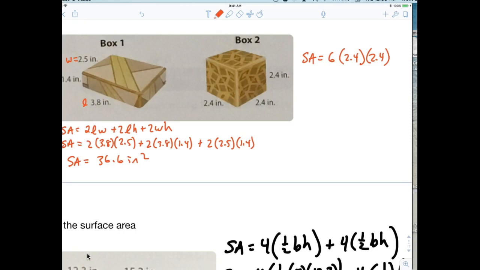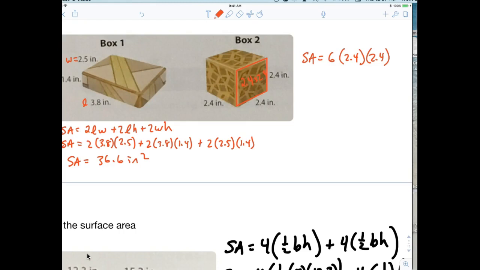I know there's 6 sides, so that makes sense. But how come you do 2.4 times 2.4? Because the sides of the box are all exactly what? They're equal. They're all exactly the same. Agreed? So the area of one is 2.4 times 2.4. So the area of all of them. Makes sense, right? All right, so there's 6 sides, and they all have an area of 2.4 times 2.4.